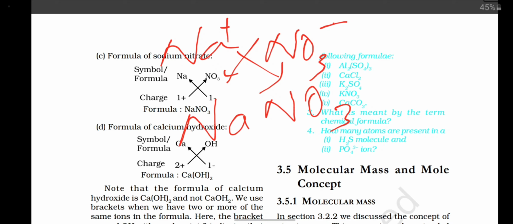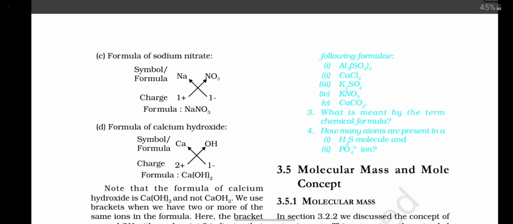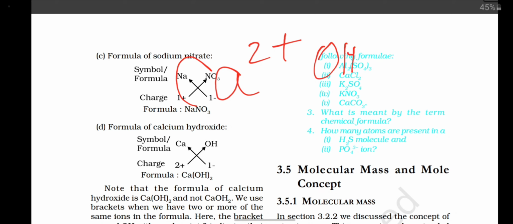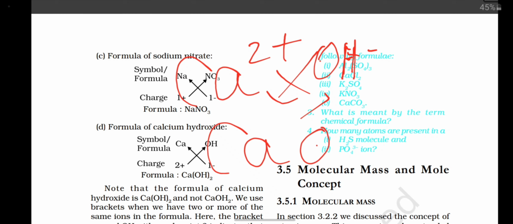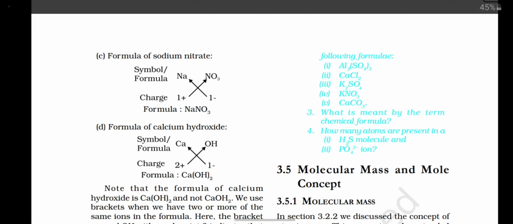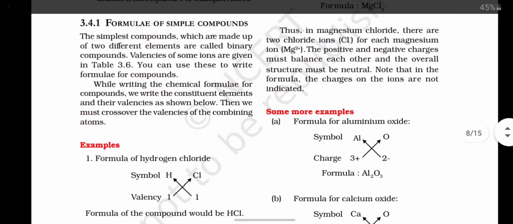But in the second case, calcium hydroxide is composed of calcium Ca2 plus and hydroxide OH minus. Here hydroxide is composed of hydrogen and oxygen. So if we crisscross this, the compound formed is calcium hydroxide, Ca(OH)2. Not like this, we have to put the bracket because hydroxide is composed of hydrogen and oxygen and the number here is 2, so you have to put the bracket. This is the correct way. That is what was described in the last law.